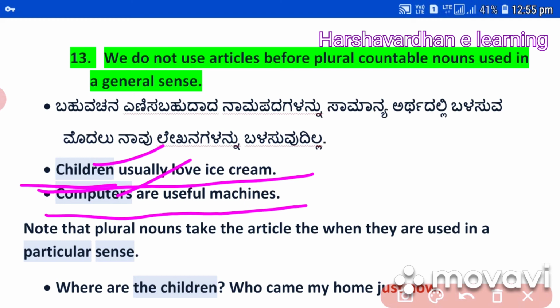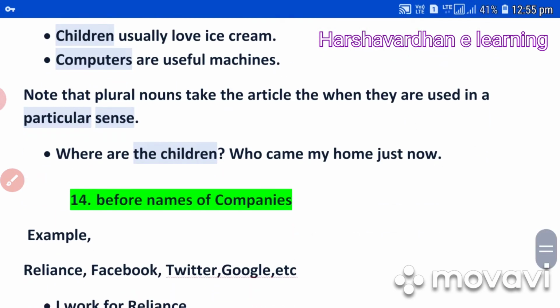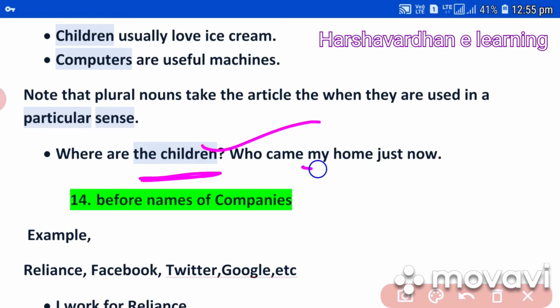I have already given a sentence here. Where are the children who came to my home just now? In this sentence you can use the children. The children who came to my home just now. In this sentence you understand which children, it is giving the complete details. So I have used the here before a plural countable noun.